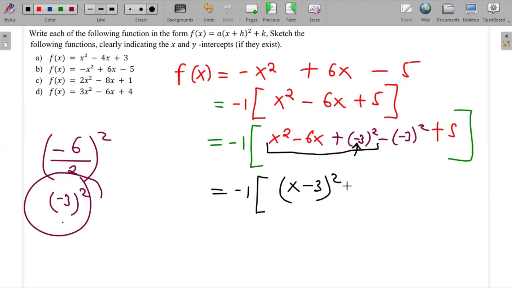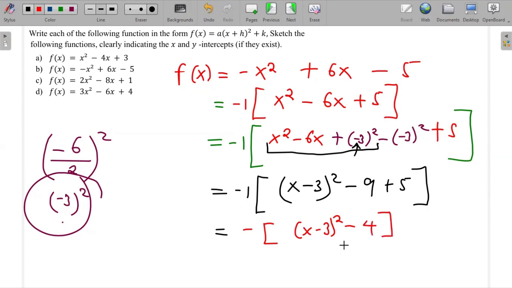And then here I have minus, this minus here. And then what is minus 3 squared? Minus 3 squared is simply 9. And then I have plus 4. And then once you do that, now you can combine this. So it will be minus 1, x minus 3 squared. And then this will give me minus 4, like that. And then once you have done that, now you can multiply with the number which is outside there.